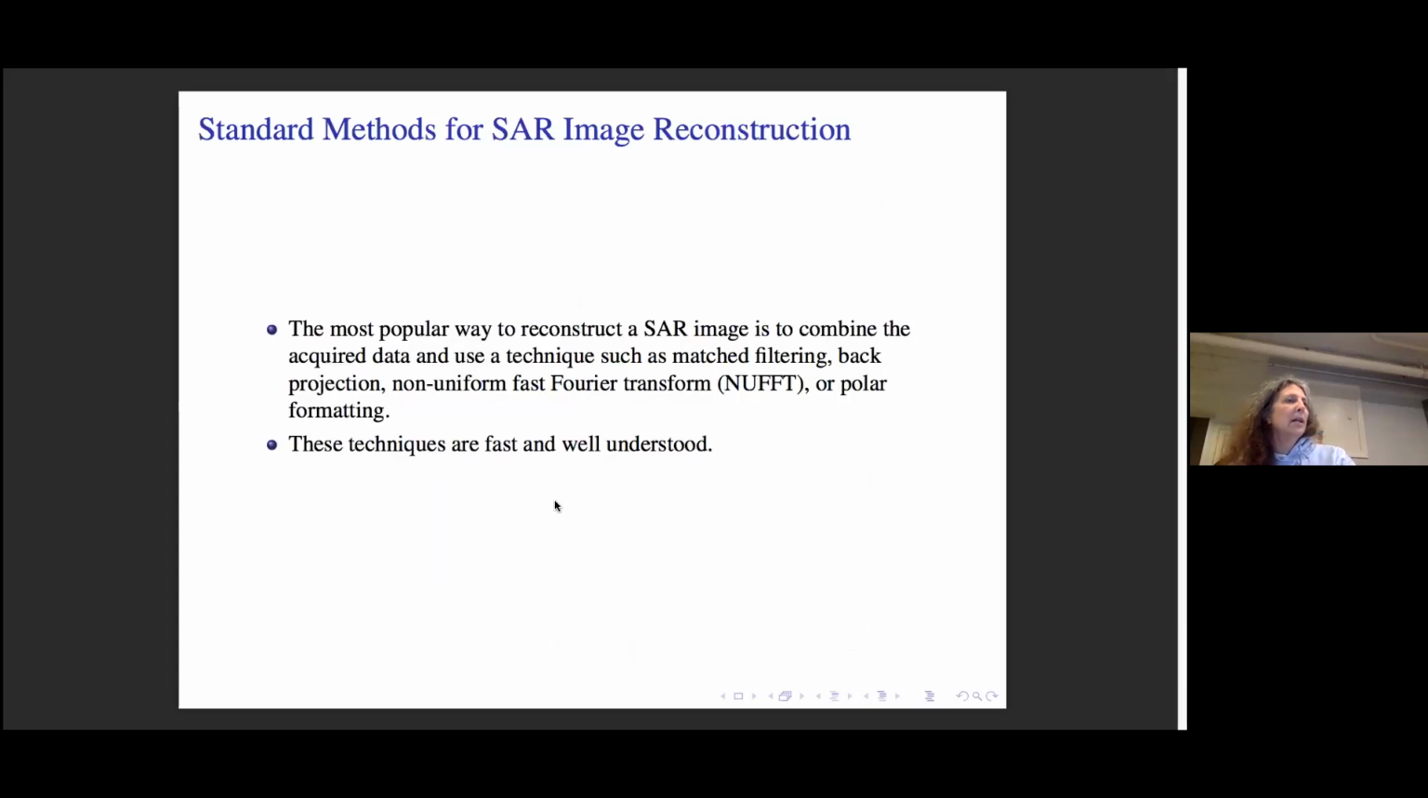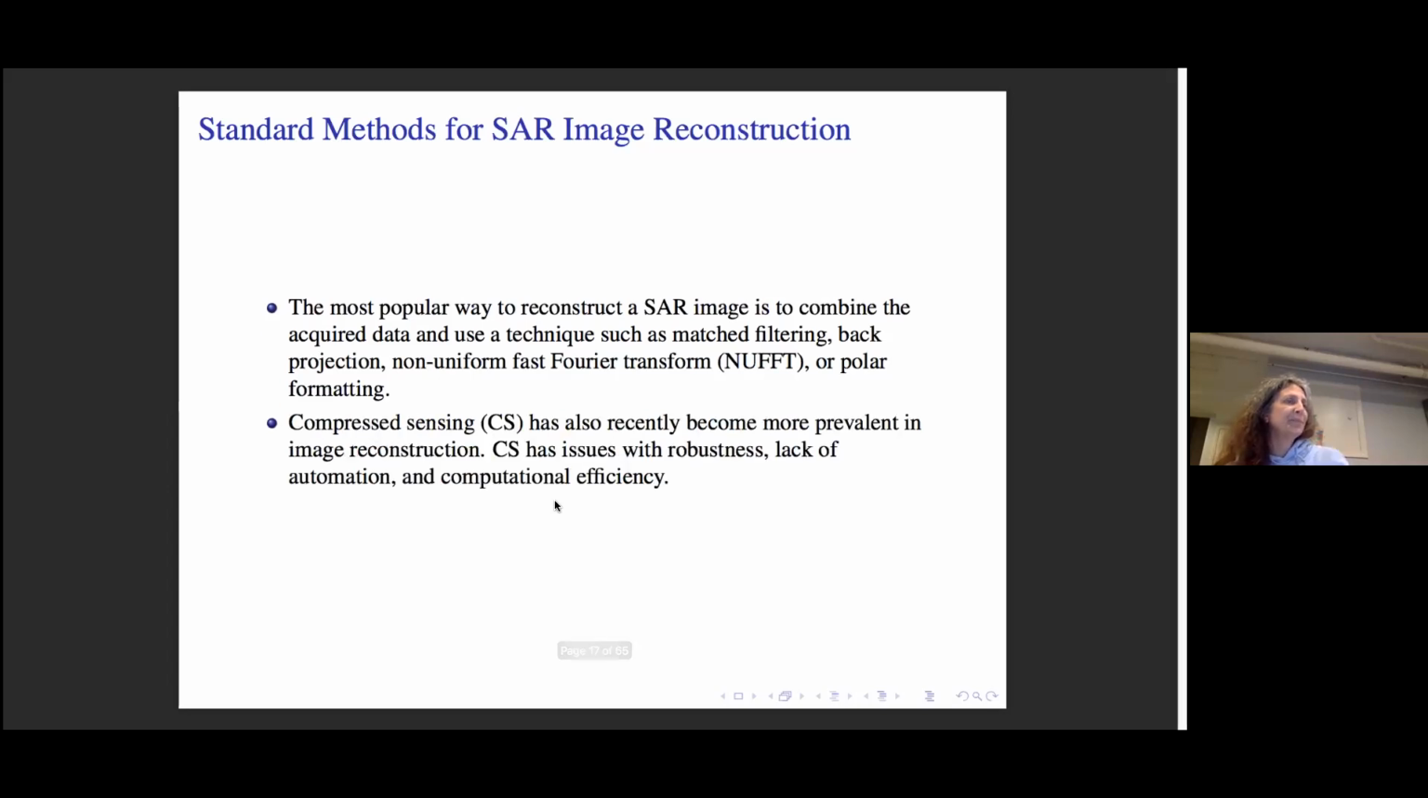So I don't actually know if this is maybe not true anymore, but certainly as of a few years ago, the most popular way to reconstruct a SAR image is to do something like a matched filter or back projection or NFFT or something like that. And those, we know a lot about how those techniques work, and they're very quick. So that's a positive for them.